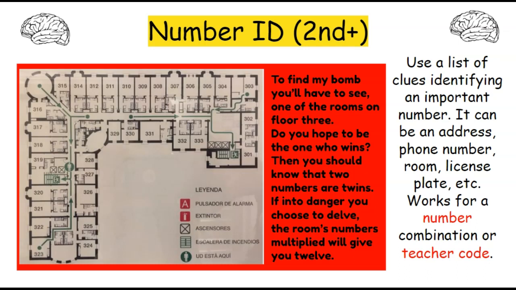In the example that I've given you, it says, to find my bomb, you'll have to see one of the rooms on floor 3. So that's telling the player you're looking for a room number on the 3rd floor, and I've accompanied that with a 3rd floor room plan. Do you hope to be the one who wins? Then you should know that 2 numbers are twins. That's telling the player 2 of the numbers are going to be the same. If into danger you choose to delve, the room's numbers multiplied will give you 12. So that's saying each of the digits multiplied together is going to give you 12, and once you take all of that information together, you're going to get the room number that you want.